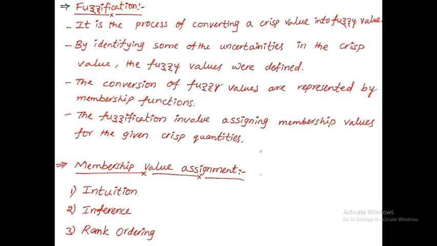with the rules. The conversion to fuzzy values is represented by the membership functions. The ranges are represented with different membership functions. That may be A grade, B grade, S grade, D grade. Likewise, we will decide a few rules and membership functions. So fuzzification involves assigning the membership values for the given crisp quantities. Fuzzification means you have to convert the crisp values to the fuzzy values, right?